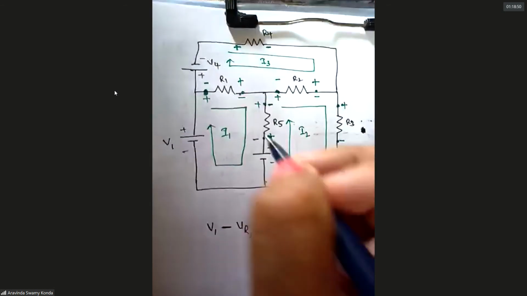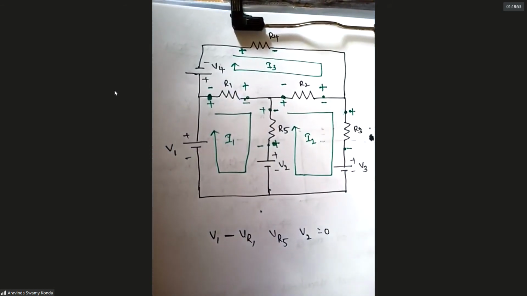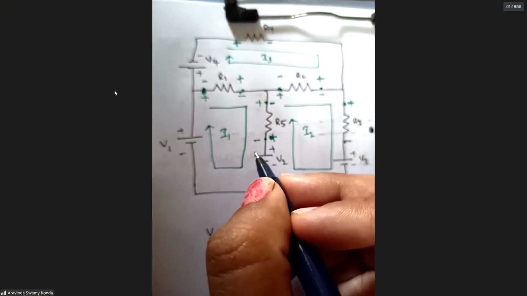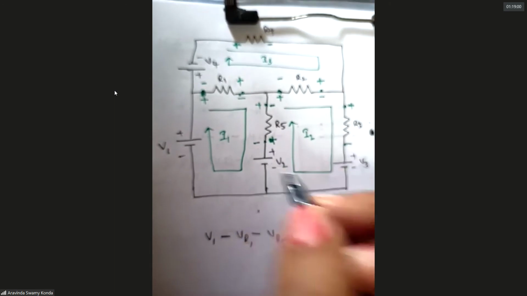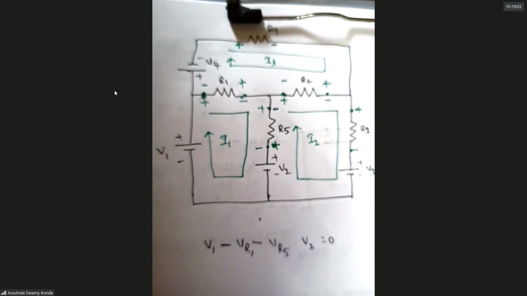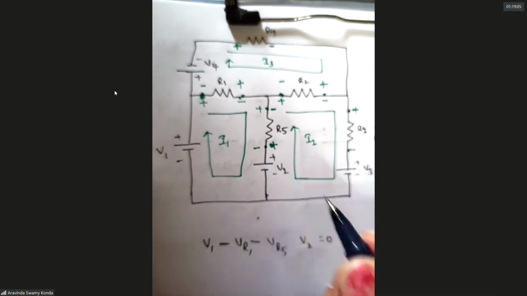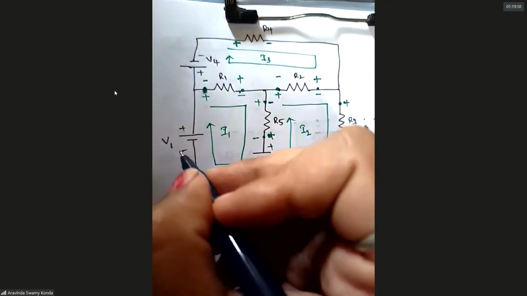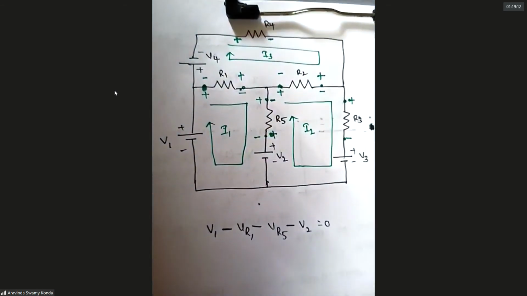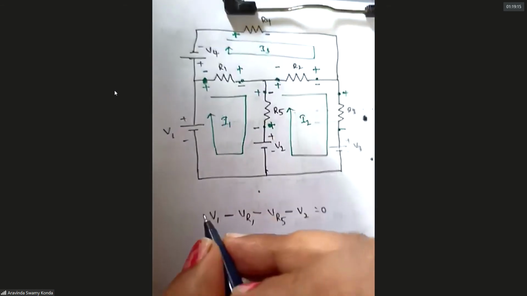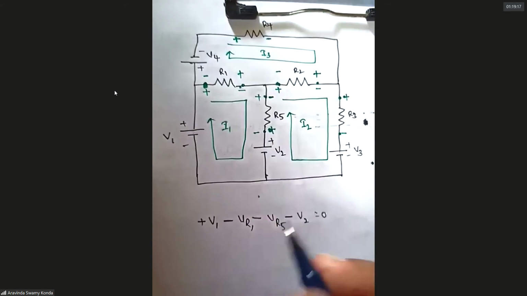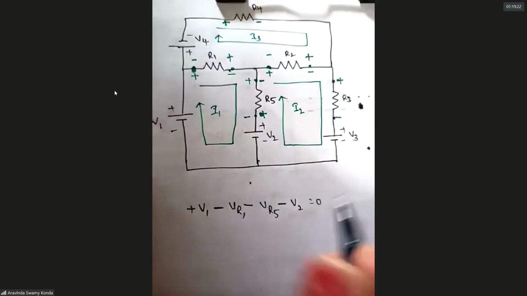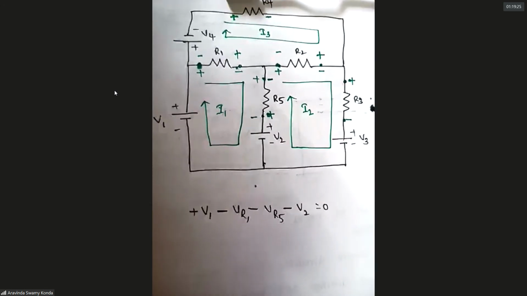And next for VR5, plus to minus, sir. Then what sign? Minus, sir. Very good. Then for V2, plus to minus or minus to plus? Plus to minus, sir. Then what sign do you give? Minus, sir. Very good. Then for V1, minus to plus, sir. Then what sign? Plus, sir. So see, for the voltages it is not always positive. Sometimes the voltage also has a minus sign.